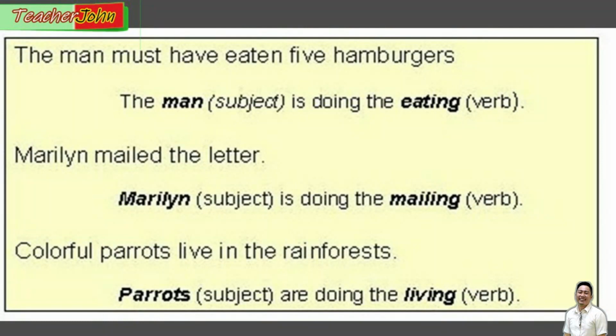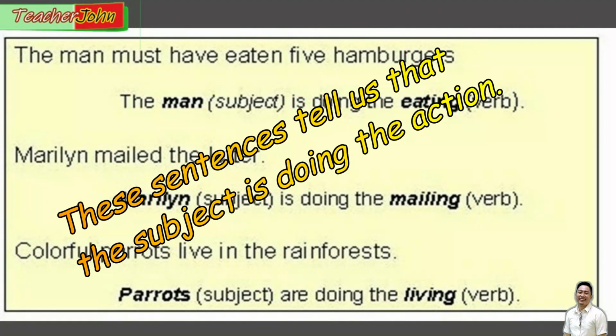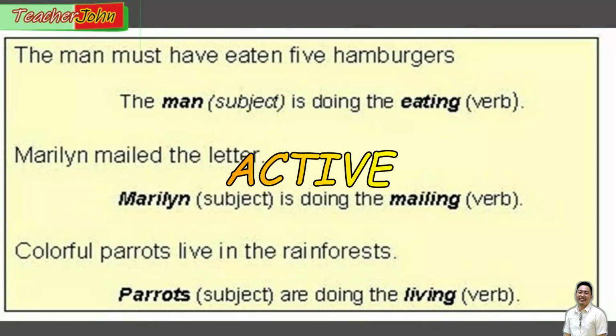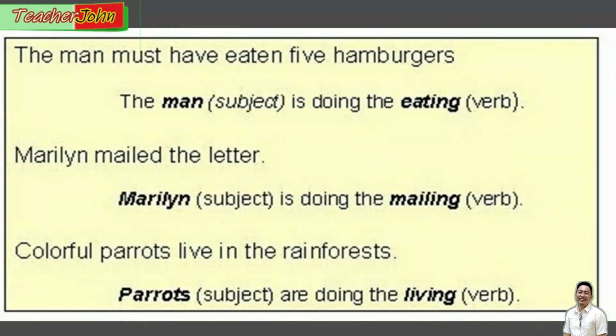Active voice follows a clear pattern: subject plus verb plus object, subject plus verb plus object, subject plus verb, making it easy to read and understand. These sample sentences tell us that the subject is doing the action. Because the subject does or acts upon the verb in such sentences, the sentences are said to be in the active voice.